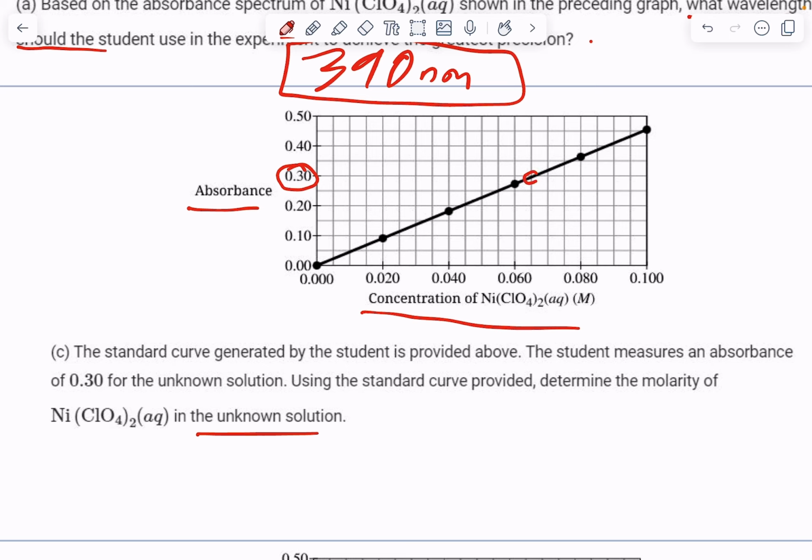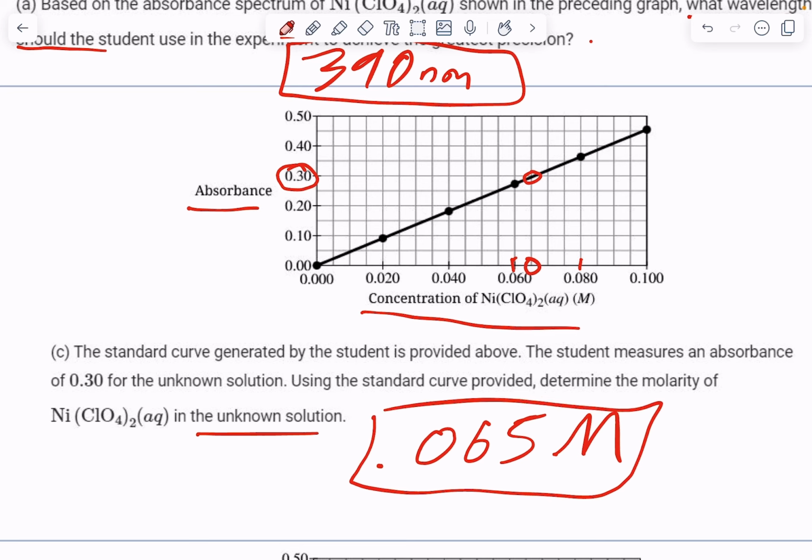So 0.3 ends right here. So the molarity would be this one right here. We want to be as accurate as we can, and it is obviously going to be in molarity. Looking at each line, this would be 0.06, and this is 0.08 from here to here. So this would be approximately, my guess is, 0.065 molarity. Once again, as long as you're within that range, you should be fine.